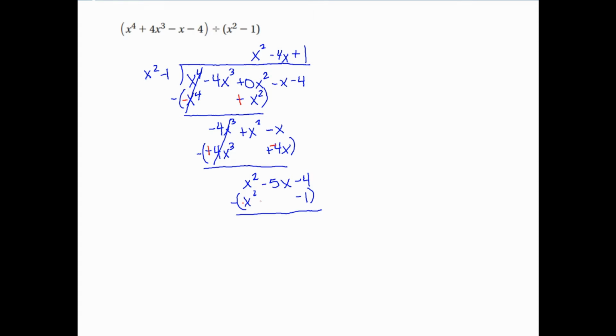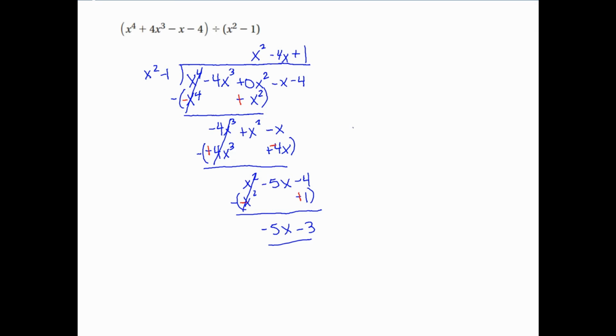So then minus, minus, and plus. So x squared minus x squared, that cancels out. Bring the negative 5x down. And then negative 4 plus 1, that is negative 3. Alright, so x squared can't go into negative 5x. So this would be your remainder.